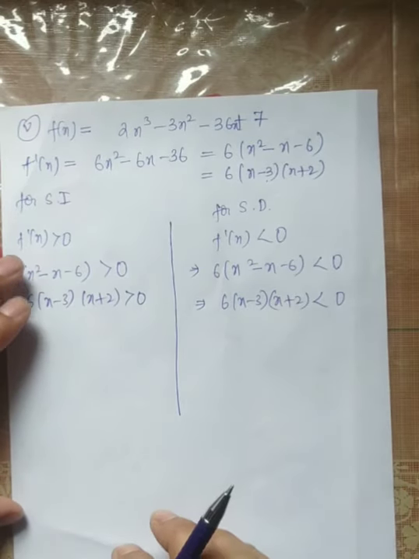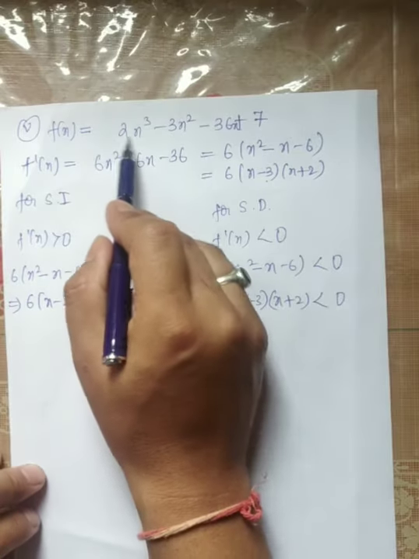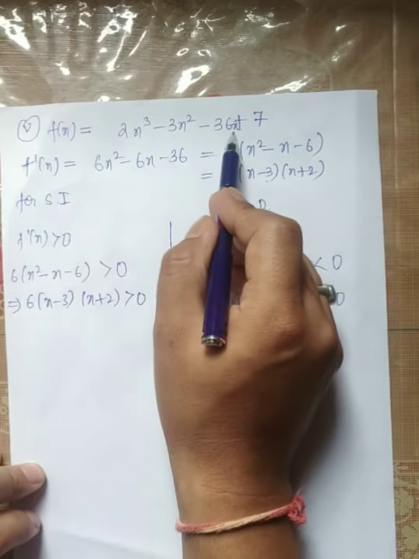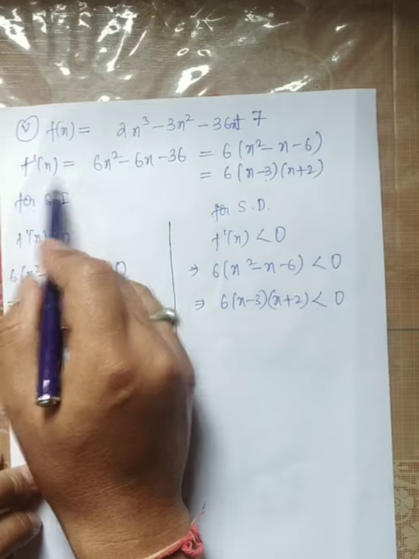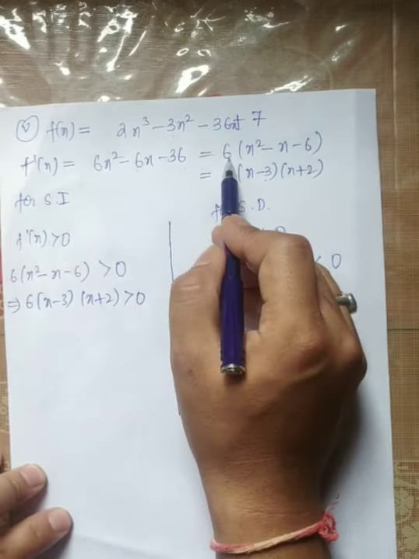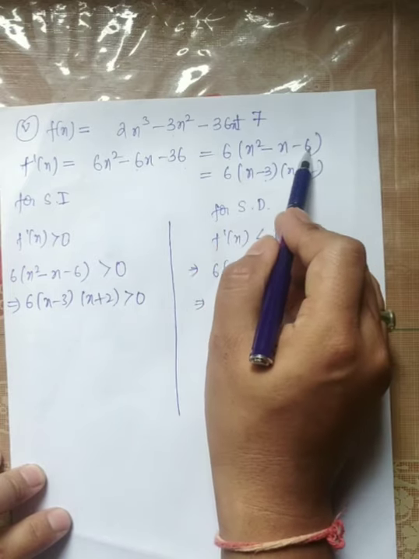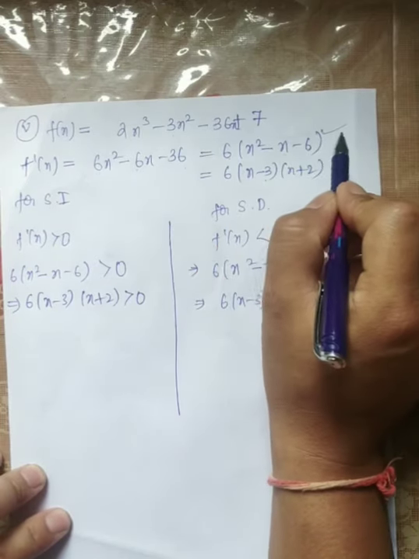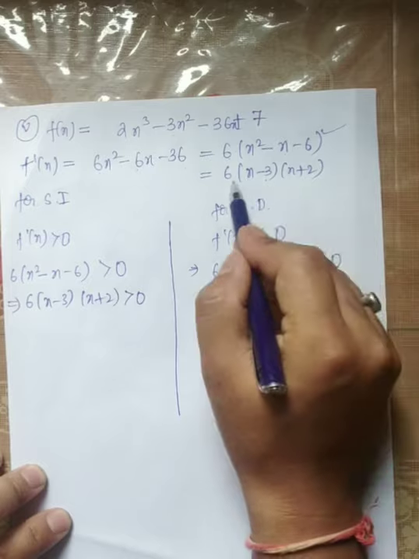Okay, the next one is number 5. f(x) equals 2x³ minus 3x² minus 36x plus 7. Differentiate it, we'll get 6x² minus 6x minus 36. Take 6 common, you'll get x² minus x minus 6. It is a quadratic expression. You can do middle term factorization. So find the factors like this.